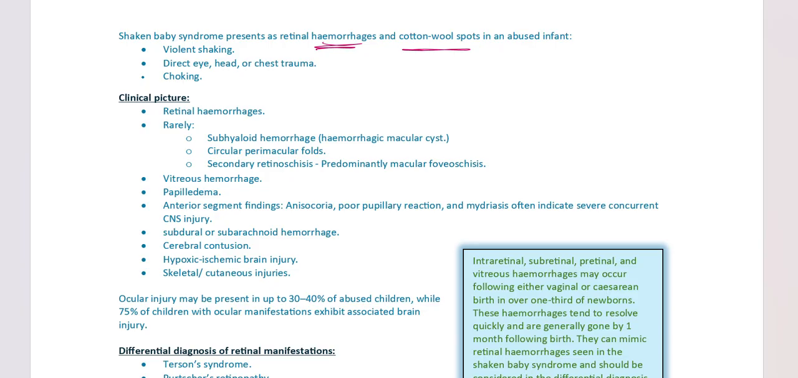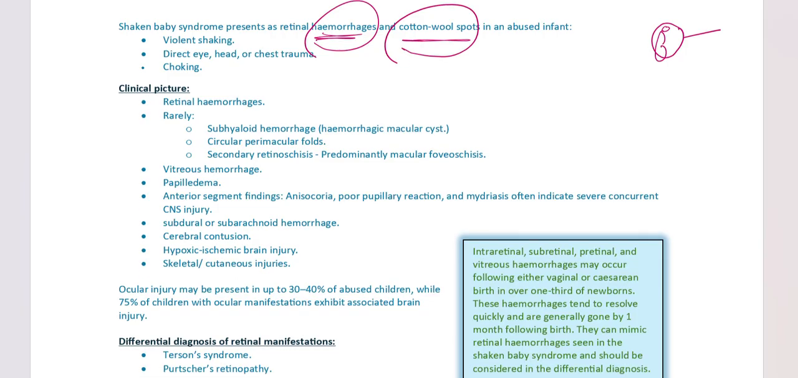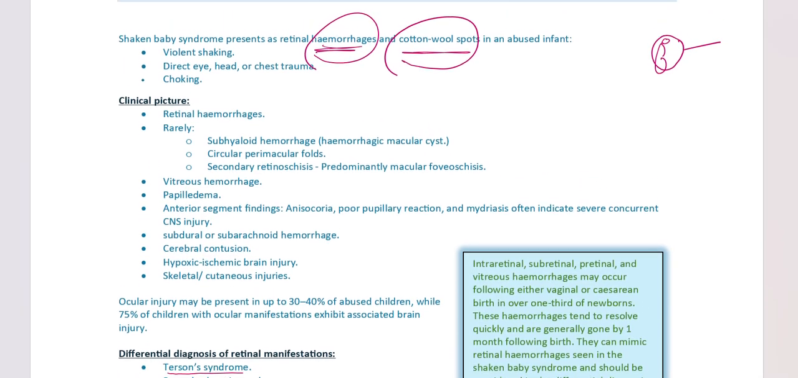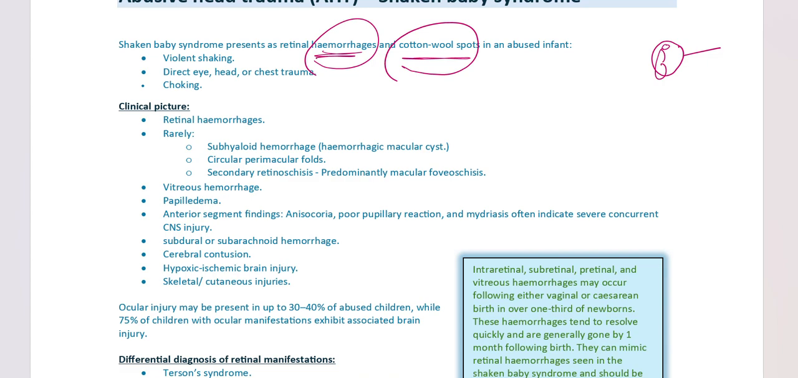The problem with the baby is that the main size and weight is in the head, which makes it very prone to trauma, cerebral trauma and ocular trauma. So in the eye, there are hemorrhages and cotton wool spots, which makes it very similar to Terson syndrome, Purtscher retinopathy, and central retinal vein occlusion. Let's first start discussing the clinical picture of abusive head trauma.